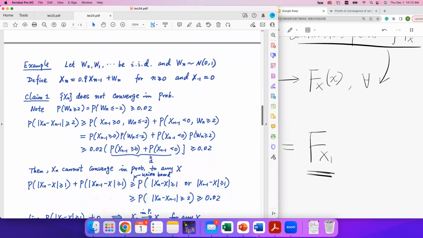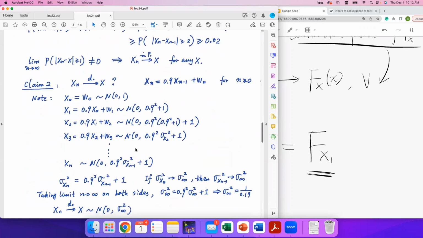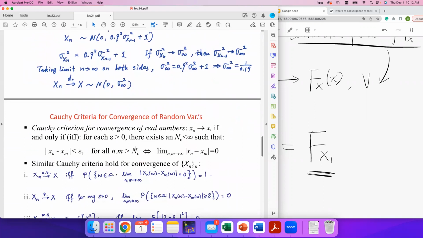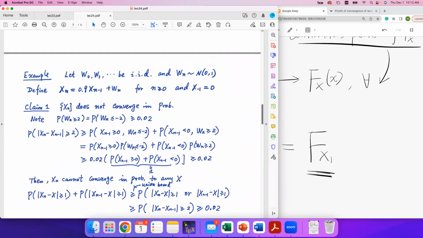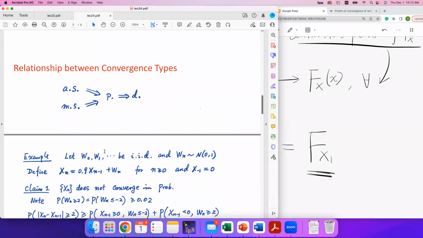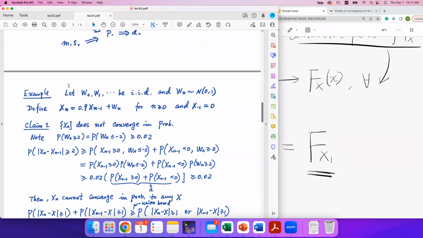And we have the following example. Yeah, I think we can go over this example. This is a random process that satisfies only part of these convergence behaviors. Okay, so let's look at it. It looks like a random walk.